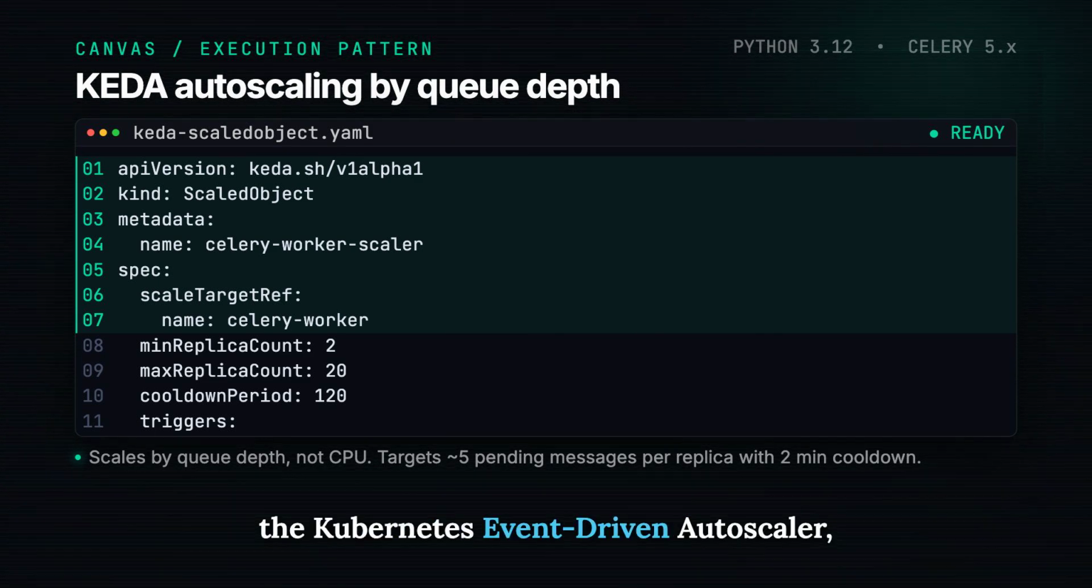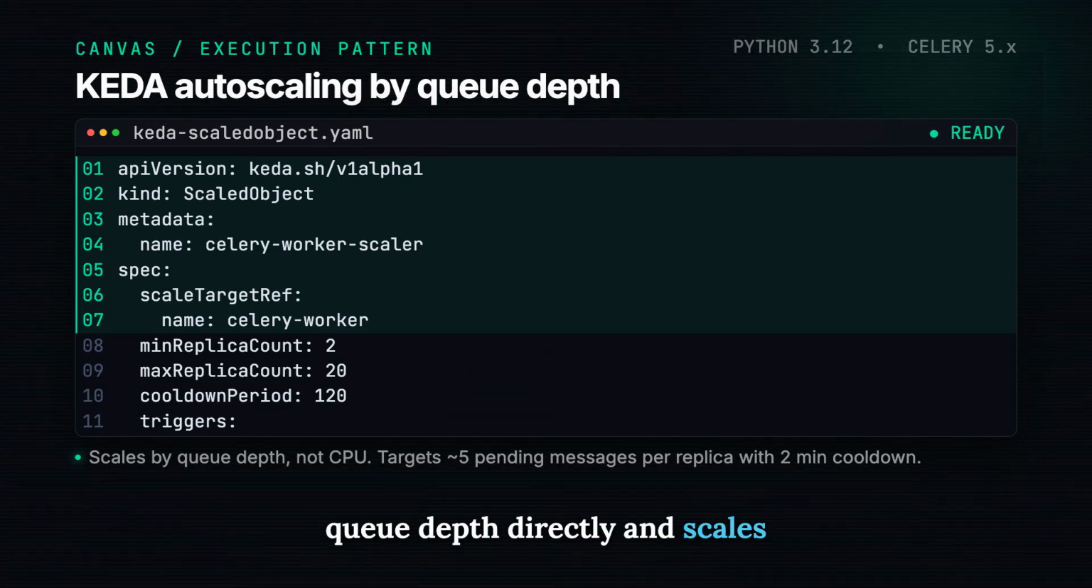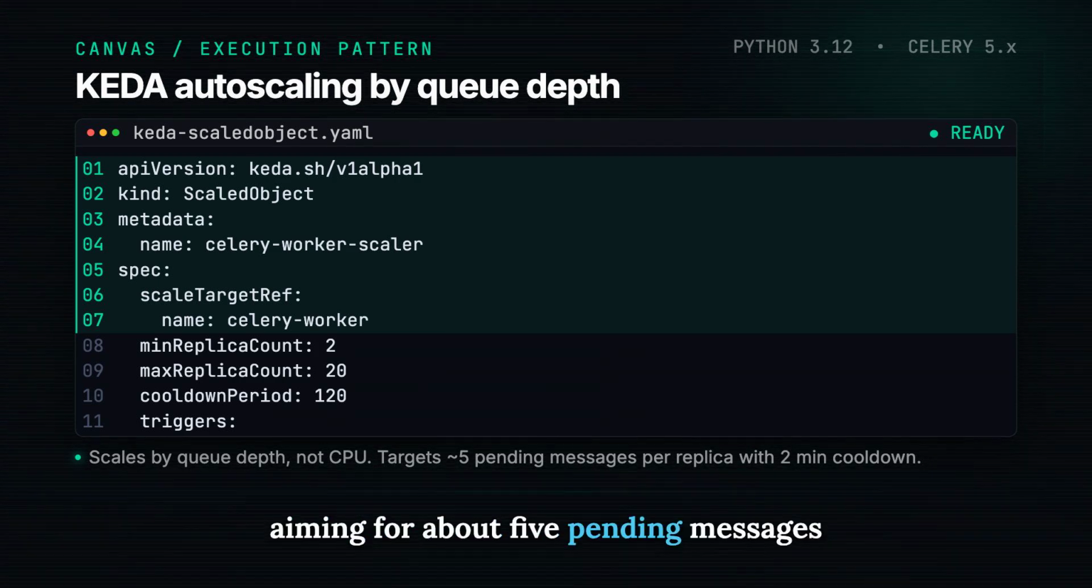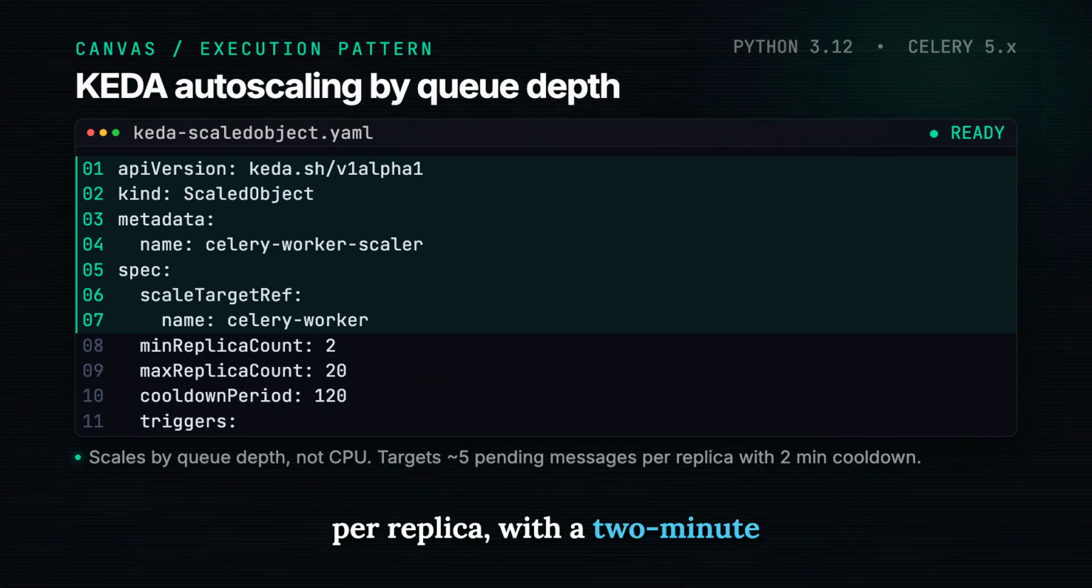KEDA, the Kubernetes event-driven autoscaler, supports a Redis scaler that reads queue depth directly and scales workers accordingly. This ScaledObject targets between 2 and 20 replicas, aiming for about 5 pending messages per replica, with a 2-minute cooldown period.